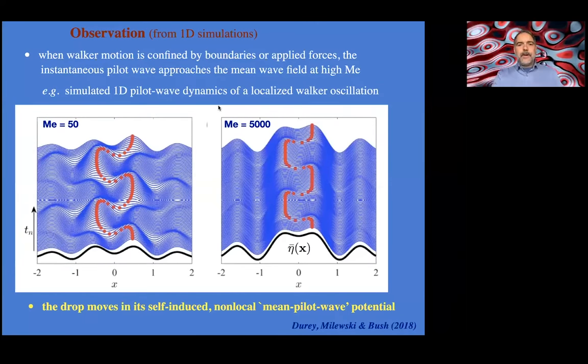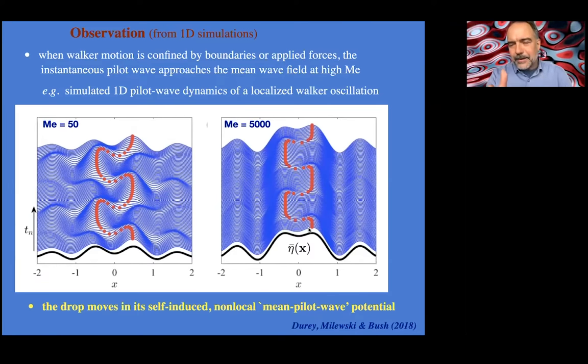Another key observation here is that this is in 1D, in the very high memory limit. Here we have a walker just oscillating back and forth, and at relatively low memory, you see the wave field following it, sloshing around. But as you go to very high memory, the instantaneous wave field converges to the mean, which means now this particle is navigating this non-local potential, this mean pilot wave potential, whose form depends on the statistics of the particle. And this is a notion which I think we need to connect to quantum mechanics.